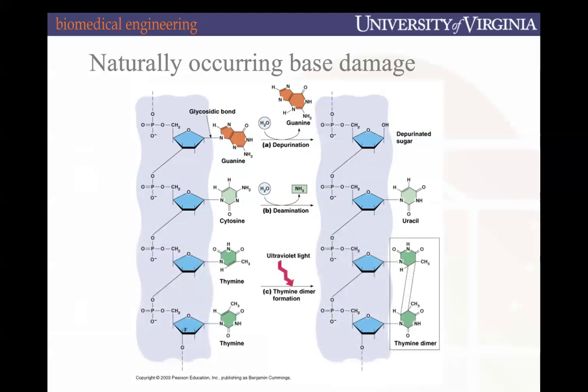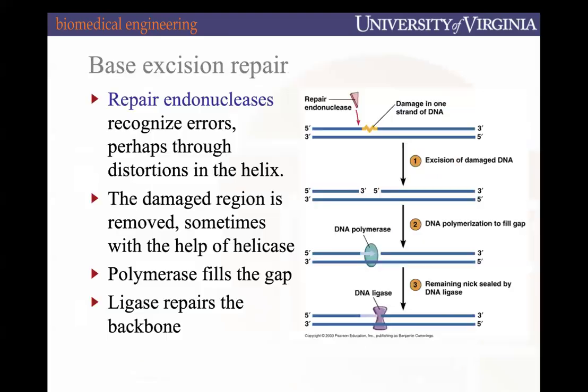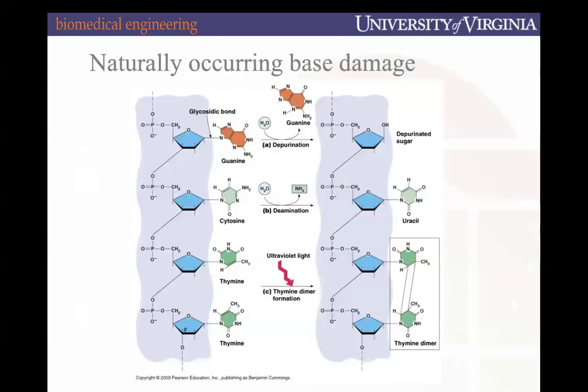There's also the formation of thymine dimers, where adjacent thymines, via UV light or UV radiation, can become cross-linked together as well. Yes, these are just damages to our nucleotide bases that happen naturally.